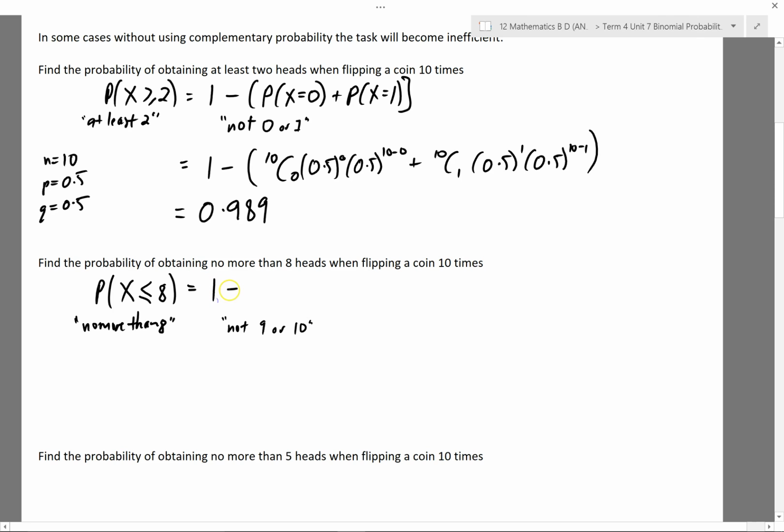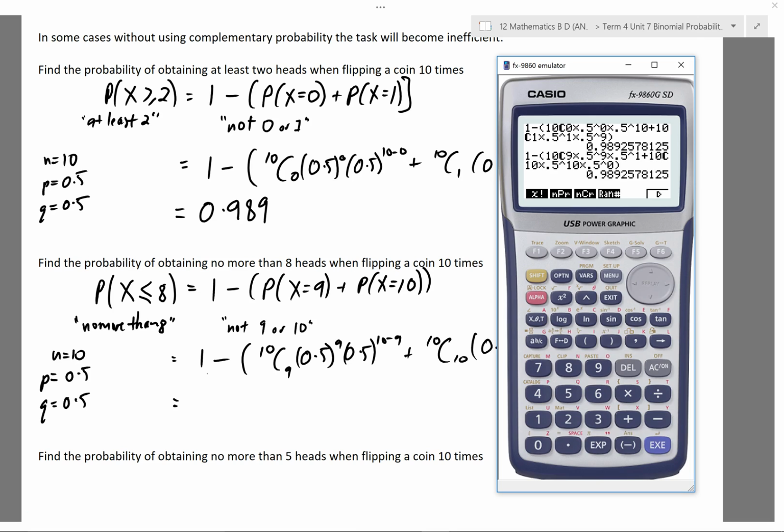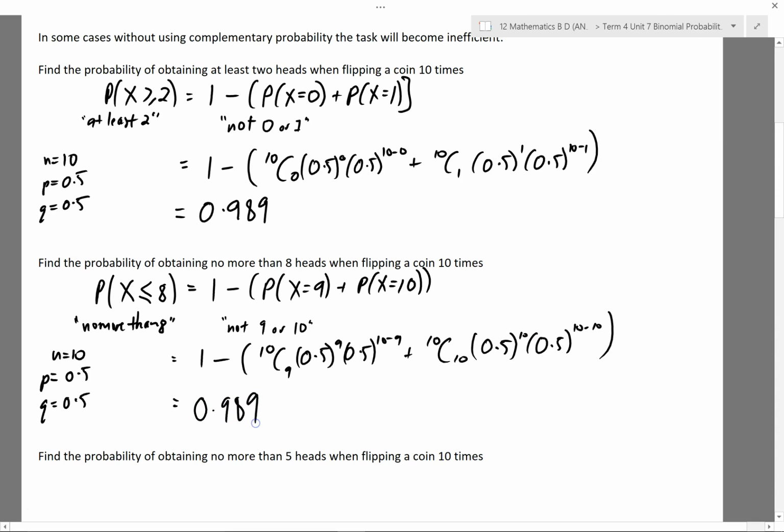Okay, so there'll be 1 minus the probability of getting 9, or the probability of getting 10 heads. Again, list these things: 10 trials, success is 0.5, failure is 0.5. Okay, and I can go ahead and substitute those values in. And now it's just calculator time. I end up with exactly the same result as before, 0.989.